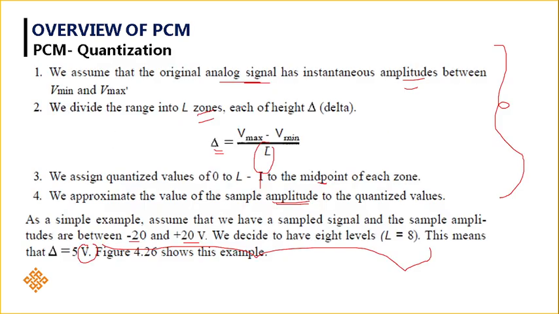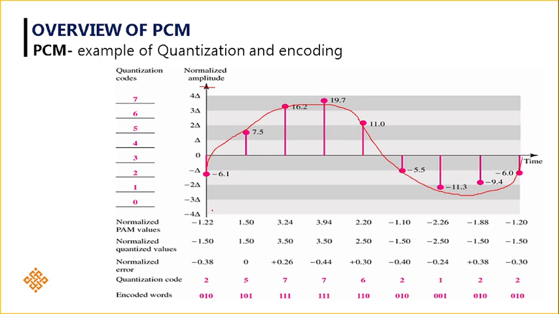The second step is we need to divide the range into L zones, each of delta height, where delta is nothing but Vmax minus V minimum divided by L. So how many zones do we have? We assumed 8 zones, so totally there are 8 zones. These are the zones: 0, 1, 2, 3, 4, 5, 6, 7 and 8. 0 to 4 here, 0 to 4 here, so totally 8 zones are there.